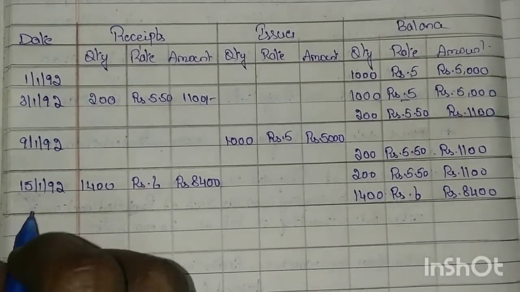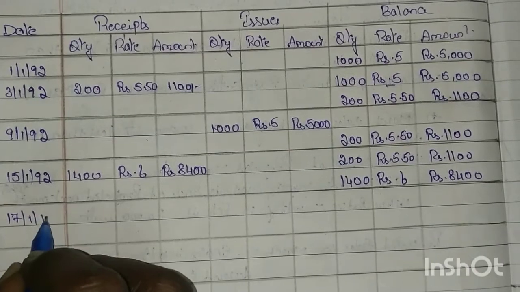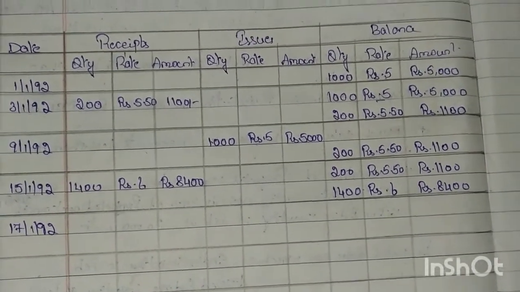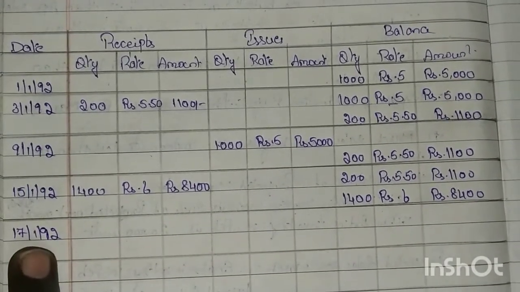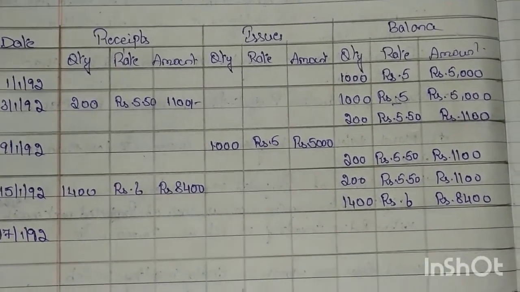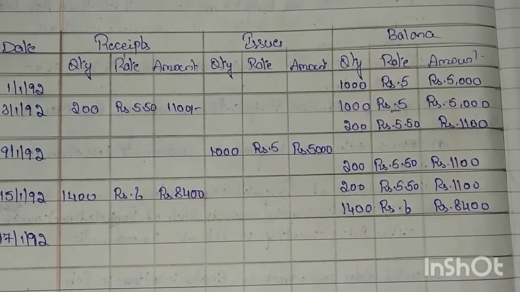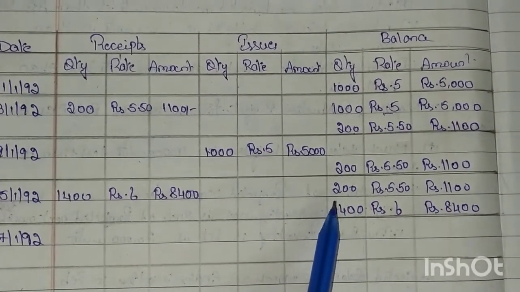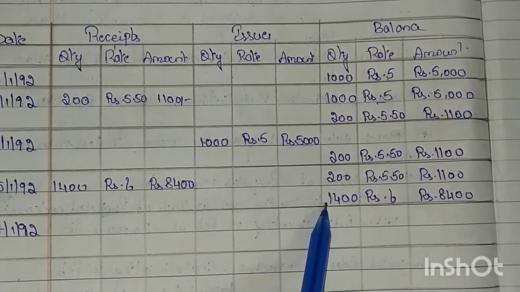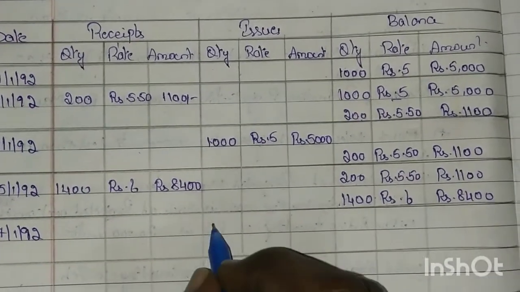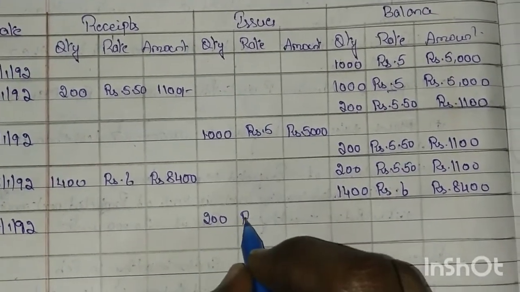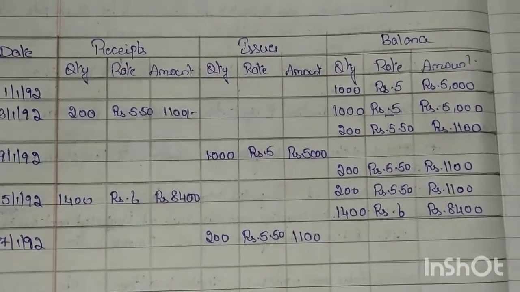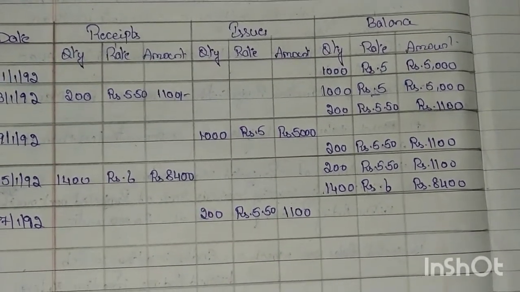The next transaction on 17 Jan, that is 17/1/92, they have issued 1000 units. On this date the issue is 1000 units. According to this method, we have to issue the old stock first and then go for the issue of new stock. Here old stock is 200 units and new stock is 1400 units. We have to issue 1000 units. So first we will issue 200 units at a price of 5.50, rupees 1100.